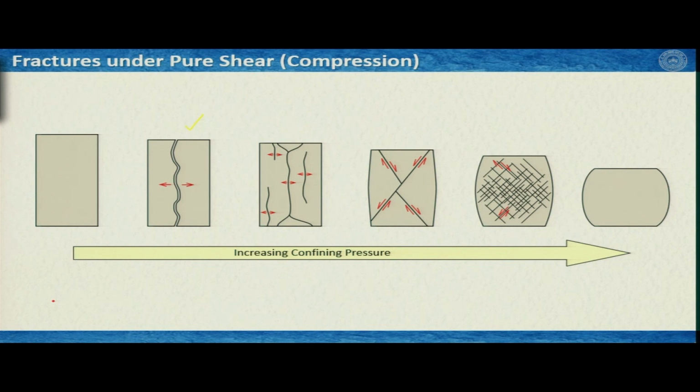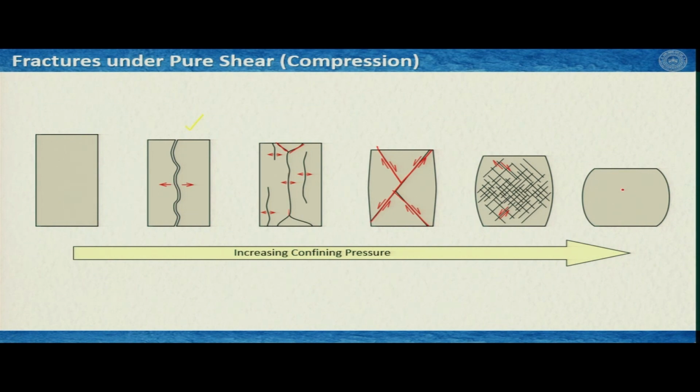When we have a little more confining pressure, then we see a combination of tensile and shear fractures. With further increase of the confining pressure, conjugate sets of shear fractures do appear in the sample. With more confining pressure, a numerous number of shear fractures in conjugate sets, and at highest confining pressure we hardly see in the sample scale any shear fractures or any conjugate shear fractures.